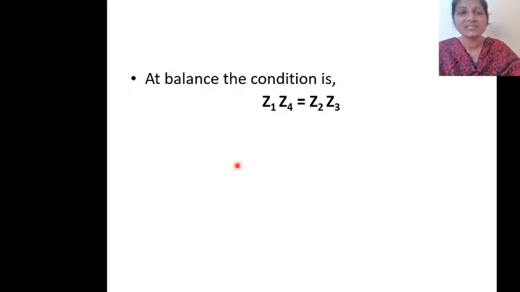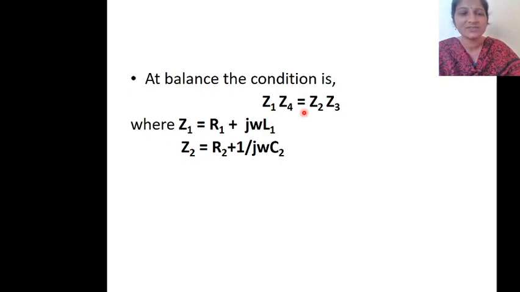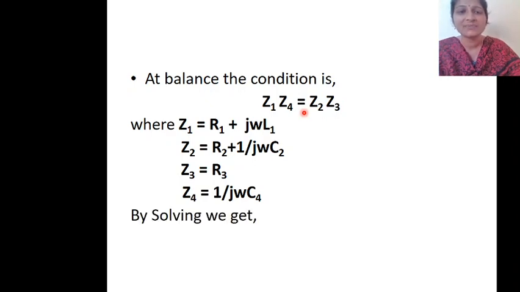Now substitute in the balancing condition, Z1 Z4 is equal to Z2 Z3. Z1 is equal to R1 plus j omega L1, Z2 is equal to R2 plus 1 by j omega C2, Z3 is equal to R3, Z4 is equal to 1 by j omega C4. Now substitute all these four in the above equation, then by equating the real parts, you will get the resistance value, that is R1 is equal to R3 into C4 by C2, and by equating the imaginary parts, you will get L1 is equal to R2 R3 C4.